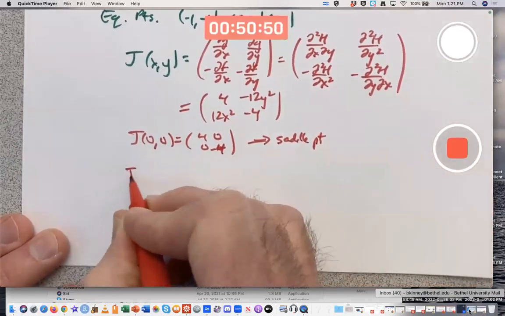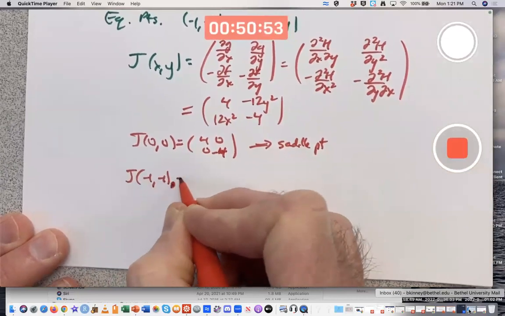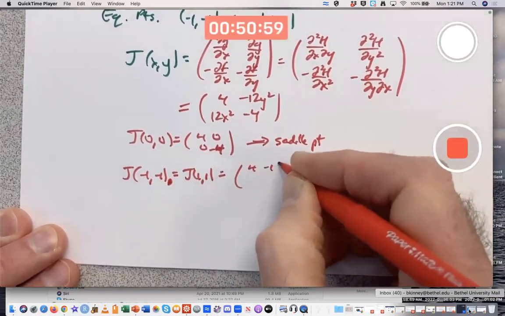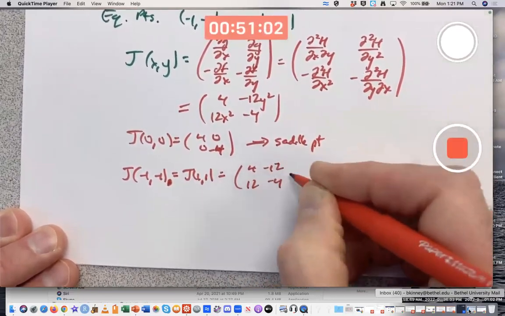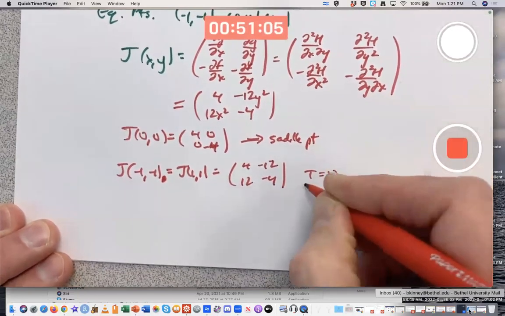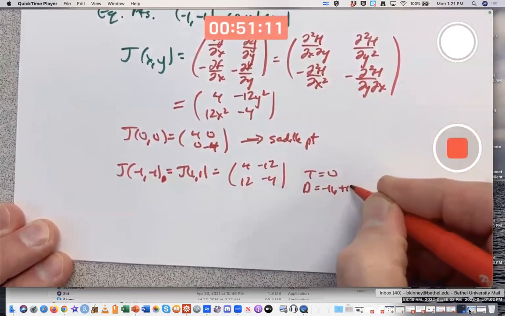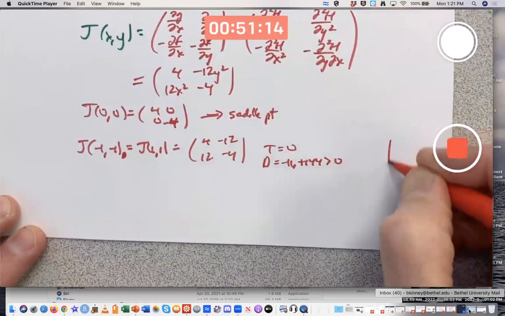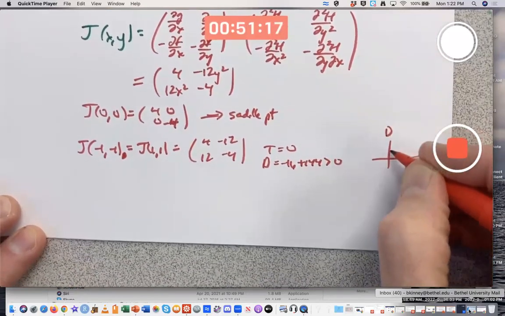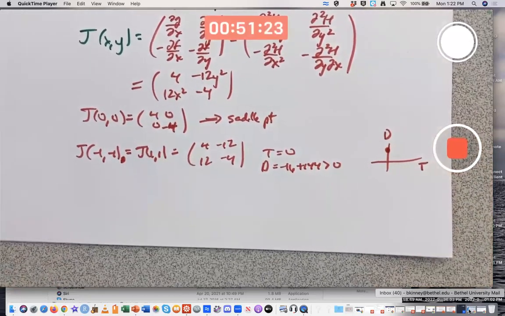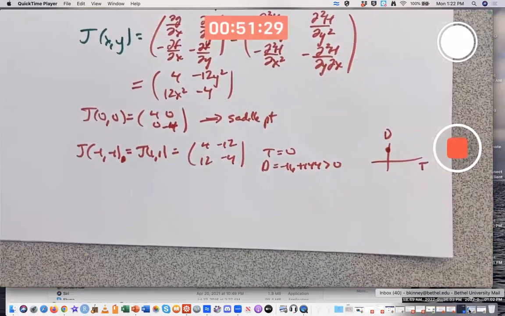What if I plug in (-1, -1) and (1, 1)? I get this matrix, 4, -12, 12, -4, whose trace is 0 and whose determinant is positive. In the trace-determinant plane, I'd be on the positive D-axis where the eigenvalues are purely imaginary. And guess what? That's not hyperbolic. Technically speaking, the Hartman-Grobman theorem does not apply. Technically speaking, linearization fails.